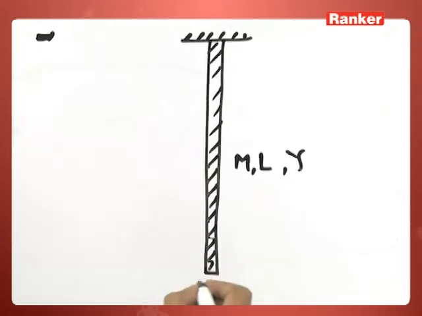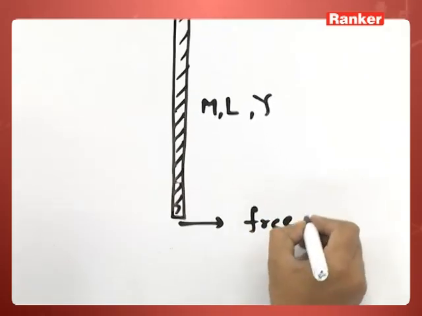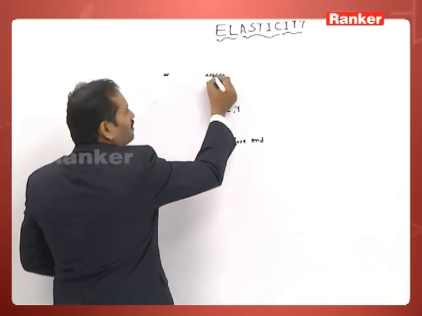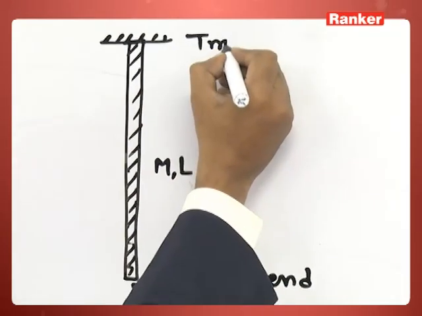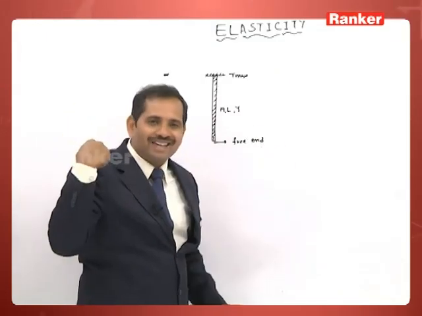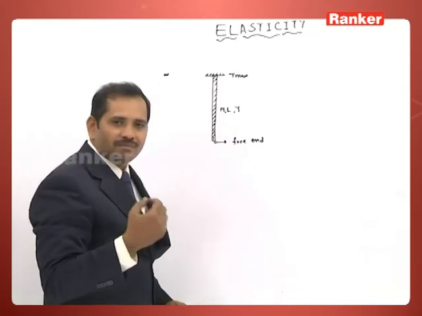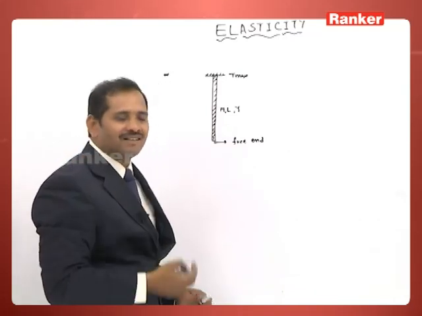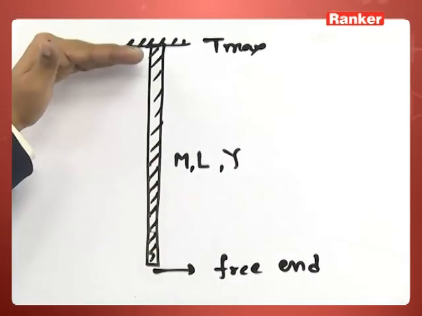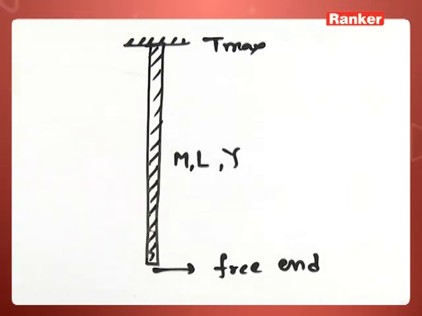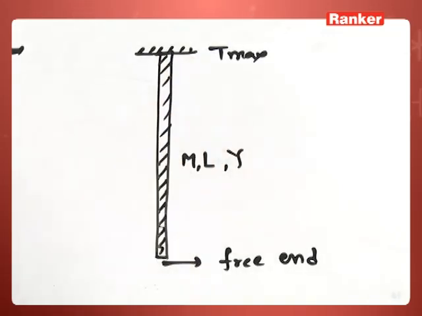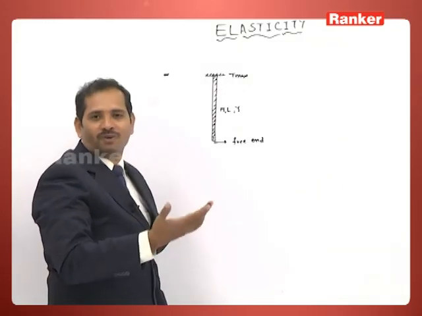This is called the free end. At the free end, tension is 0. At the rigid support, tension is maximum. That's why when a person is hanged from a pole, he gets pain at the shoulders, because his own weight is maximum at the hands. So the free end tension is 0 and at the rigid support tension is maximum. Here it is 0, here it is maximum, which means tension varies from point to point.